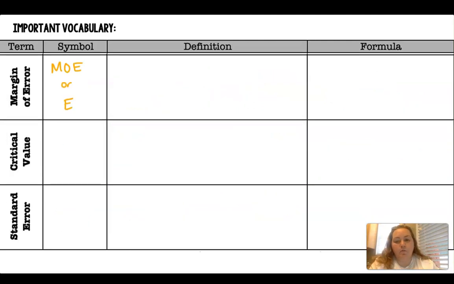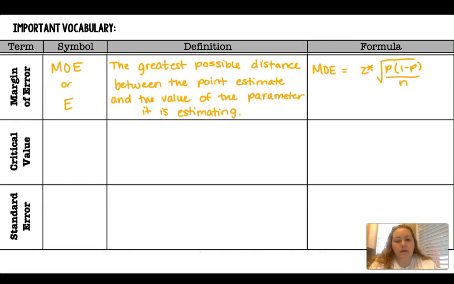The margin of error, which we abbreviate as MOE or just capital E, is the greatest possible distance between the point estimate and the value of the parameter it's estimating. So basically you have your point estimate, and then you have this plus or minus the margin of error that gives you your interval. If you're working with proportions, your margin of error is Z star times the square root of P times 1 minus P over N. And if you're working with means, it's T star times Sx, your sample standard deviation, over the square root of N.